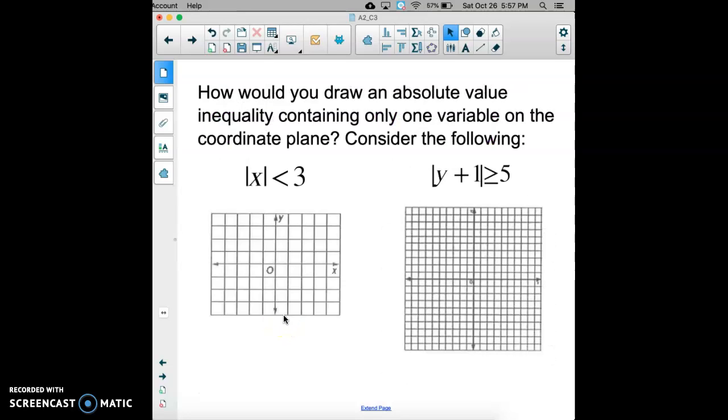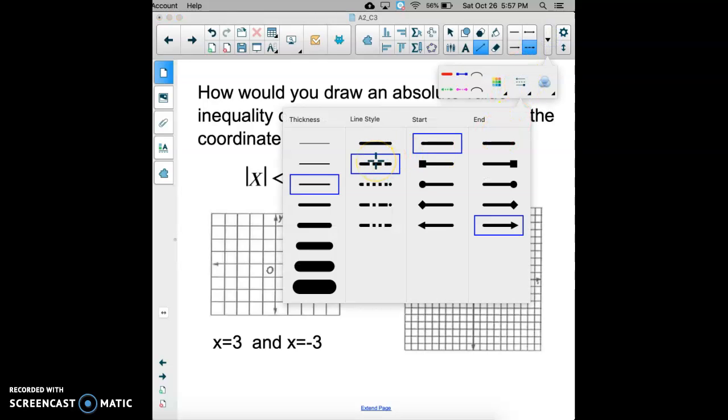How would you draw an absolute value inequality containing only one variable on the coordinate plane? Consider the following. Well, we know absolute value inequalities are basically just x equals the positive number outside of the inequality and x equals the negative number outside that inequality. Those are our only two solutions. This inequality tells me, since there's no line underneath, that it's going to be dashed. So I can graph this without issue because I know what x equals 3 and x equals -3 look like.